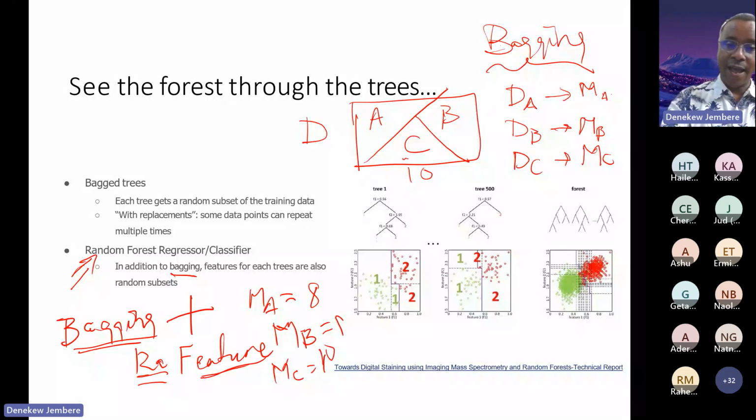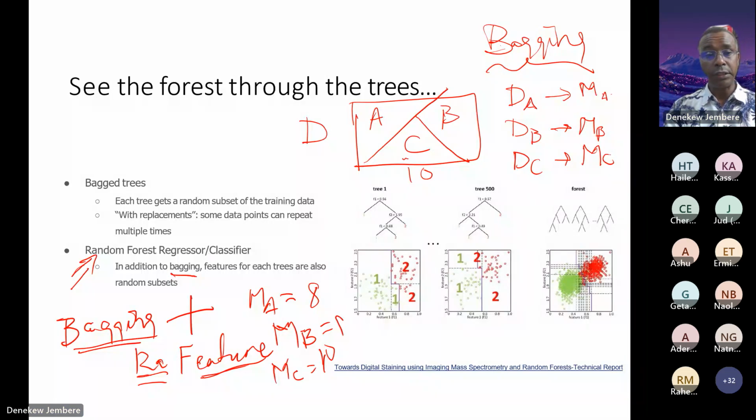But like a classifier, it just subdivides the data set and also randomly selects the features. At times you could use all the features, at times you could drop some of the features. So this is what random forest regressor or classifier means: bagging plus randomly selecting features or using random subsets of features, which means either using all of the features or using some of the features, depending upon the randomly generated subsets of the features.